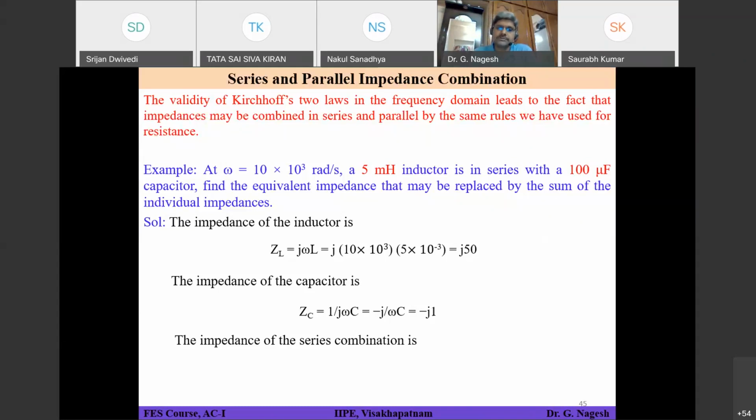Please remember, in almost all cases the capacitance will have a negative sign in the numerator. If you are bringing the j onto the numerator, you will get a minus sign. For an inductor it will mostly be positive. So what will be the series combination of these two? Plus 50 minus j1 equals plus j49 ohms. This is the equivalent impedance for the series connected inductor and capacitor given in the question.